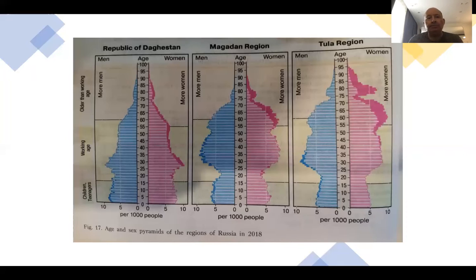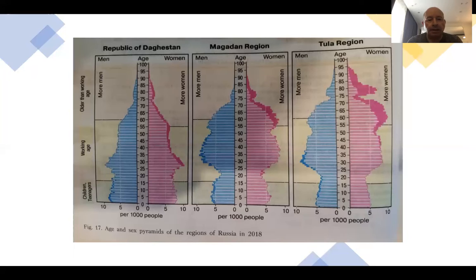Finally, the Republic of Dagestan. The Republic of Dagestan is more like a pyramid. You'll notice it is more pyramid shaped. So the number of children and teenagers in the population is higher. You'll see that the birth rate is higher.